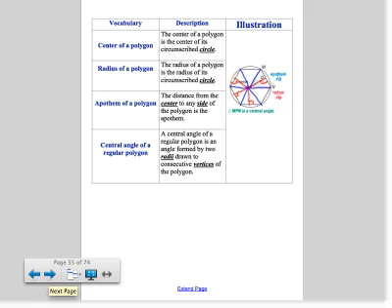And then finally, the central angle of a regular polygon is an angle formed by two radii drawn to consecutive vertices. So a central angle here would be, let me get a different color, I'll use green, this guy right here. This right here is a central angle. So the angle between two radii of the polygon.